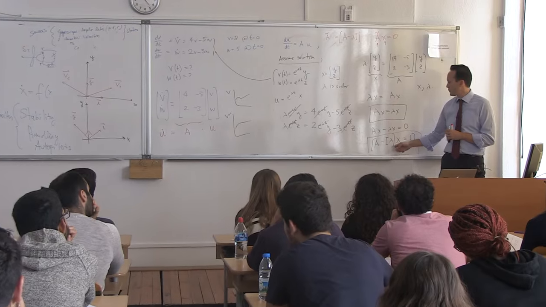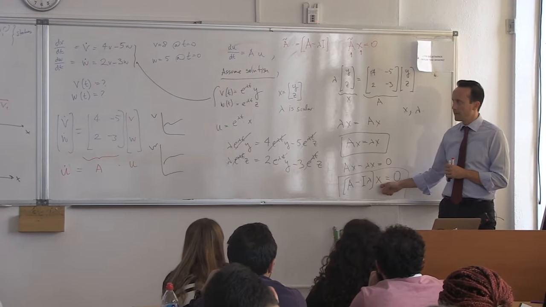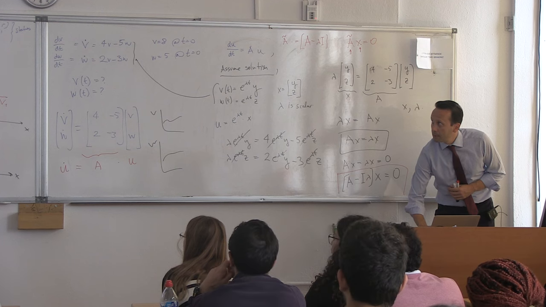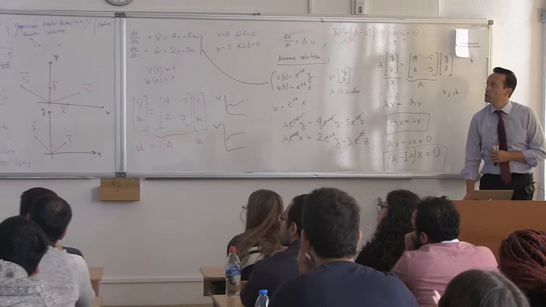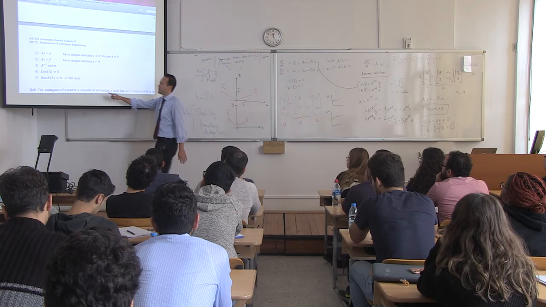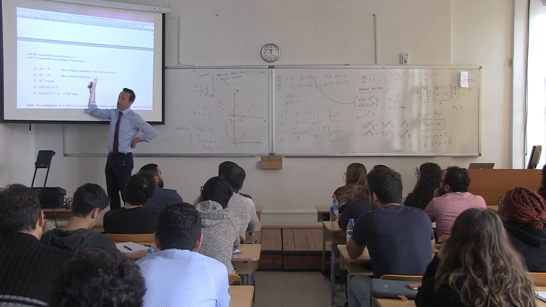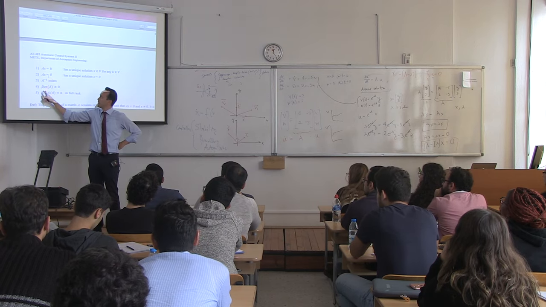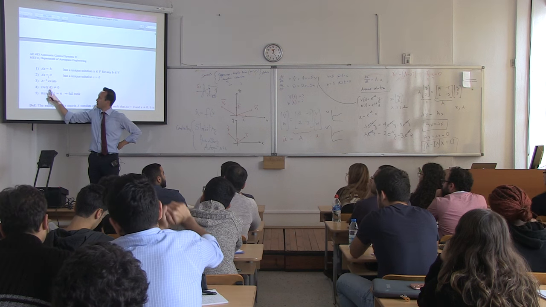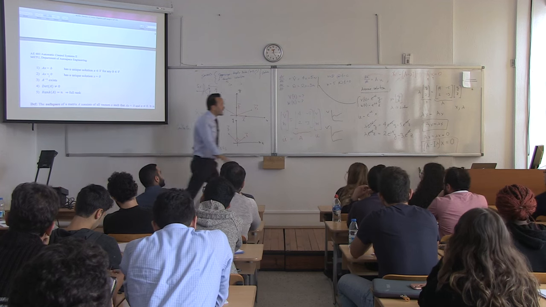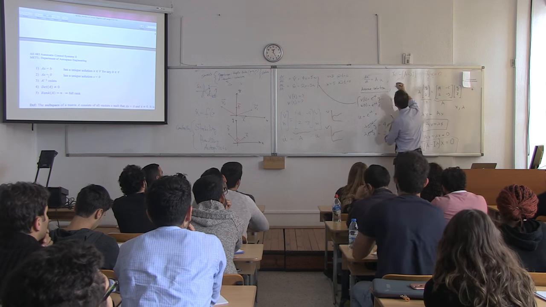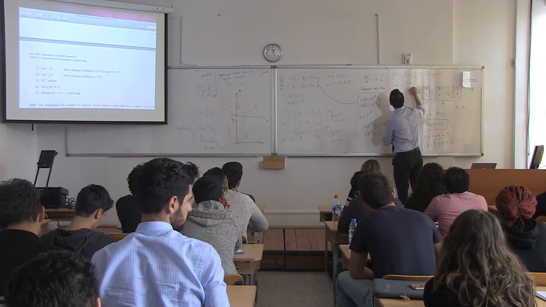How are we going to make sure that this has a solution? Remember this? A x equals 0 has a unique solution if determinant A is not equal to 0. This has a unique solution, x equals 0. If you don't want x to be equal to 0, then determinant A must be equal to 0. If x is not equal to 0, then determinant A must be equal to 0.